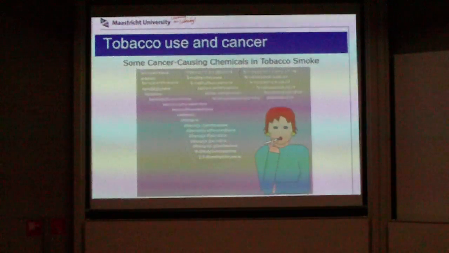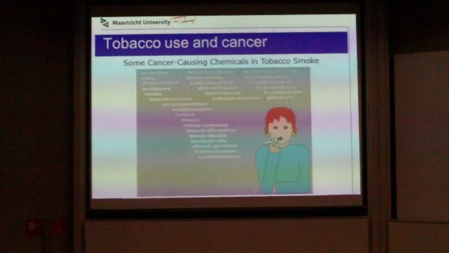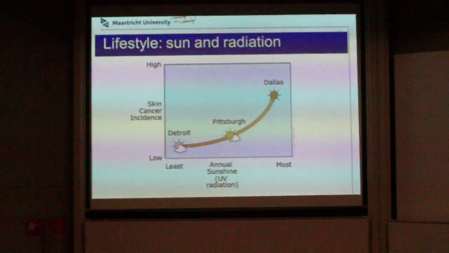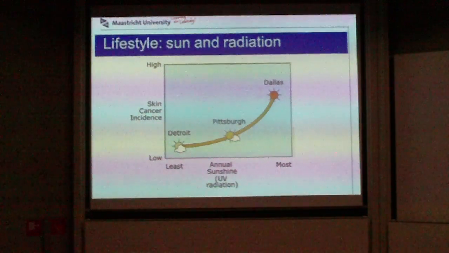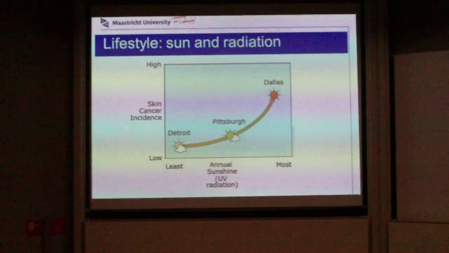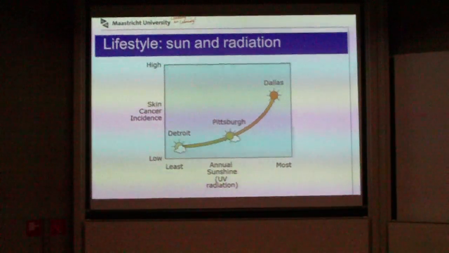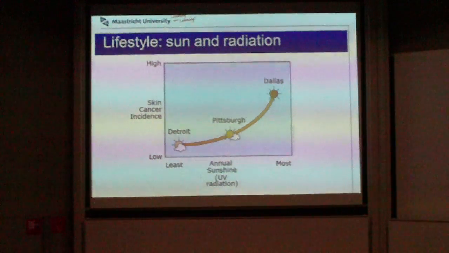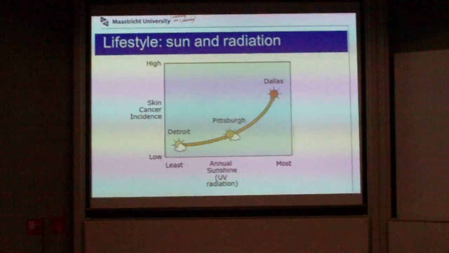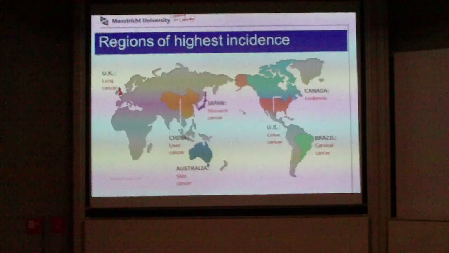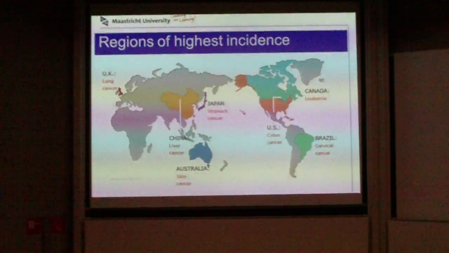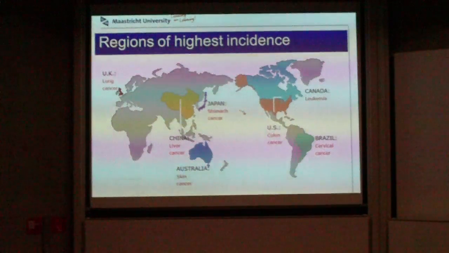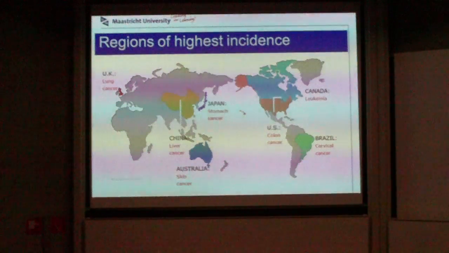Numerous compounds in cigarette smoke are known to change the genetic code. We know that sun and radiation, one of the examples that was just mentioned, can increase the risk of skin cancer. If you live somewhere near the North or South Pole, then your risk of skin cancer is relatively low as compared to if you are living or have the habit of exposing yourself a lot to UV radiation. And we also know that in different regions of the world, we find differences in incidences, so the occurrence of specific forms of cancer that are quite different.